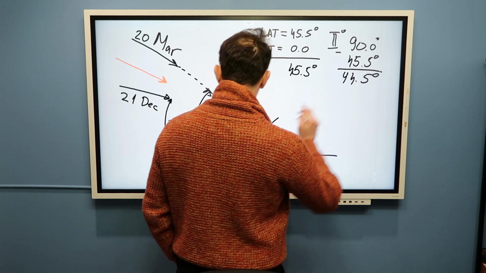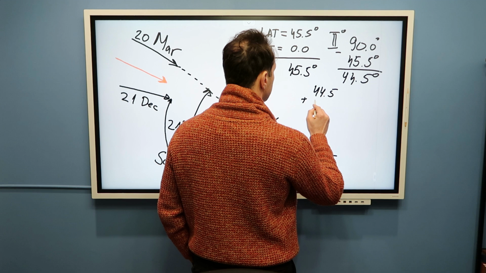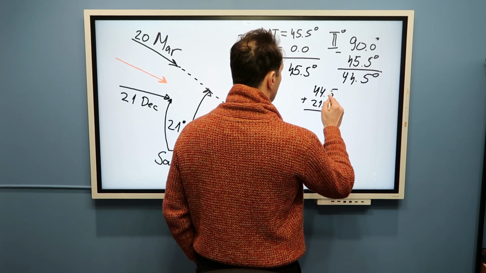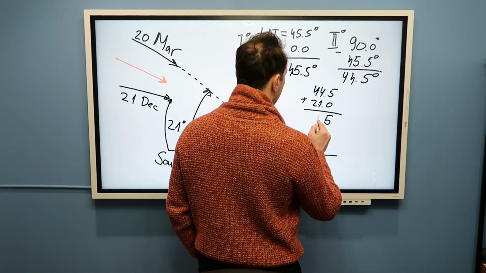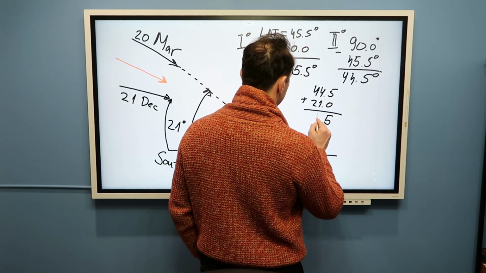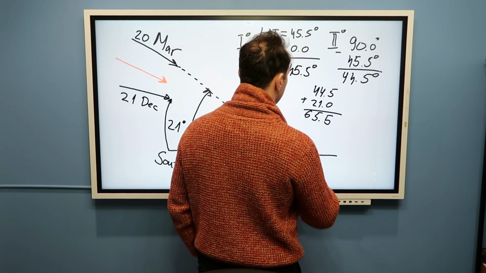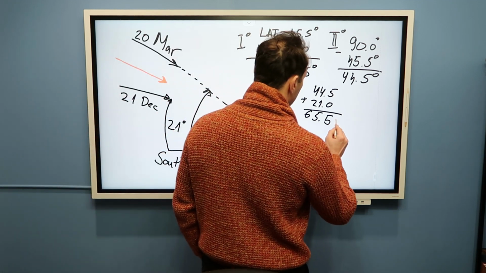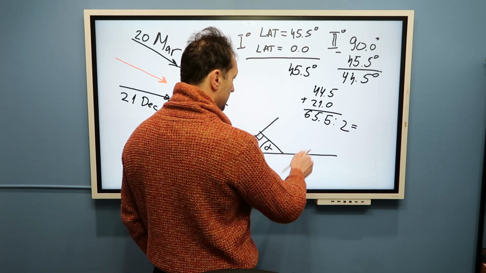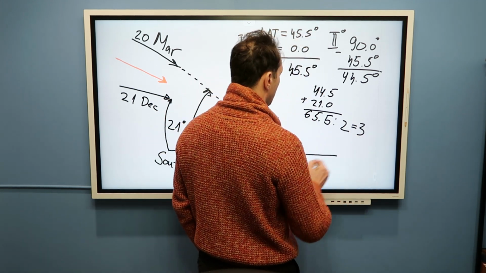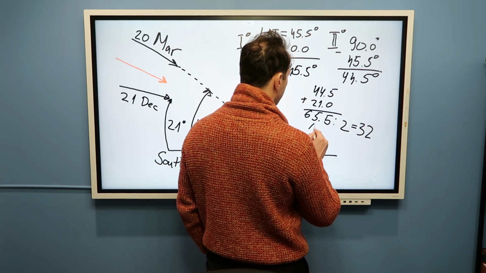So 44.5 plus 21.0, 0 and 5 is 5, 4 and 1 is 5, and 4 and 2 is 6. And now I want to divide this by 2 to get average. So this will end up being 6 divided by 2 is 3. And then 5 divided by 2 is 2. 2 times 2 is 4. Up to 5 is 1.